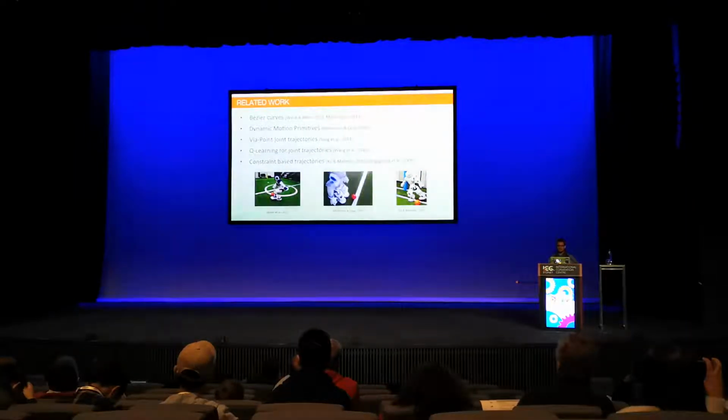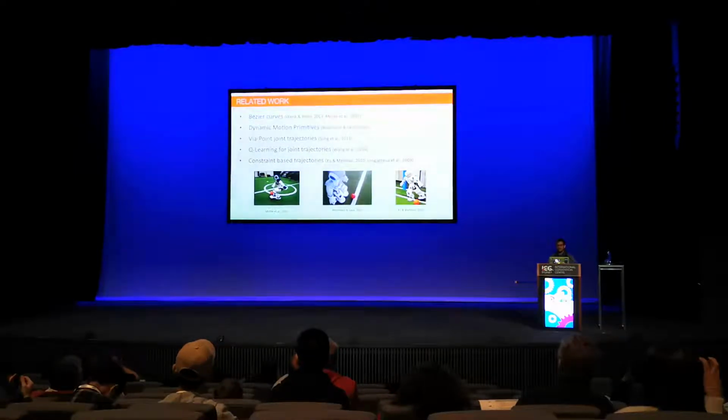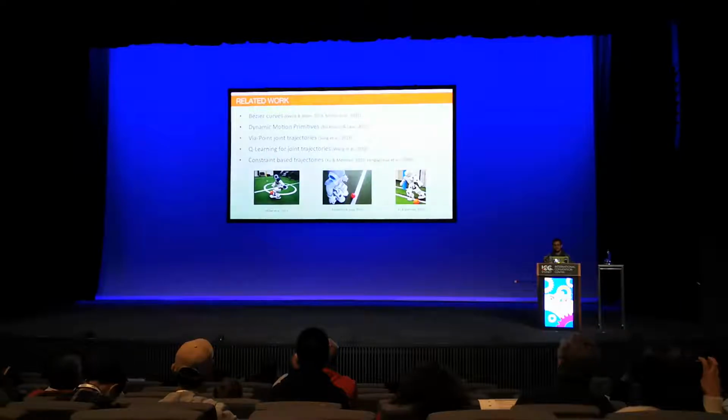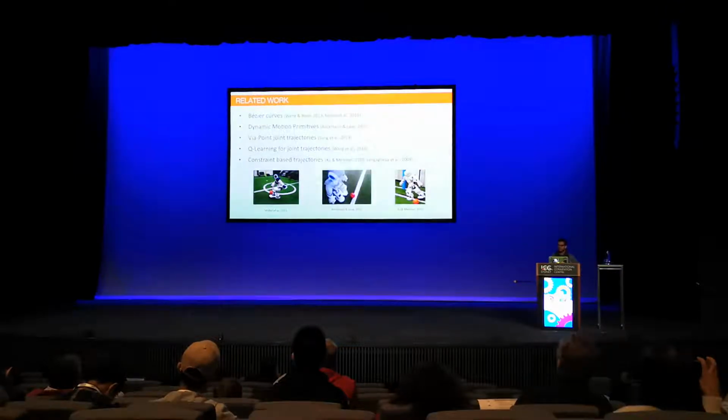Dynamic motion primitives, dynamic equations that allow kick trajectories to change shapes depending on the goal state. Sung et al. designed via-point trajectories with different states that allow them to generate different kick trajectories. Q-learning from Wang et al. was also used in simulations to design kicks.